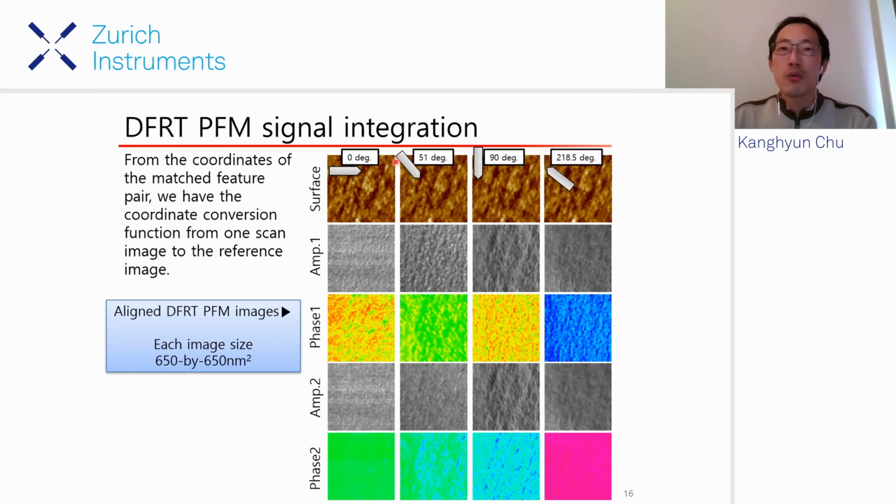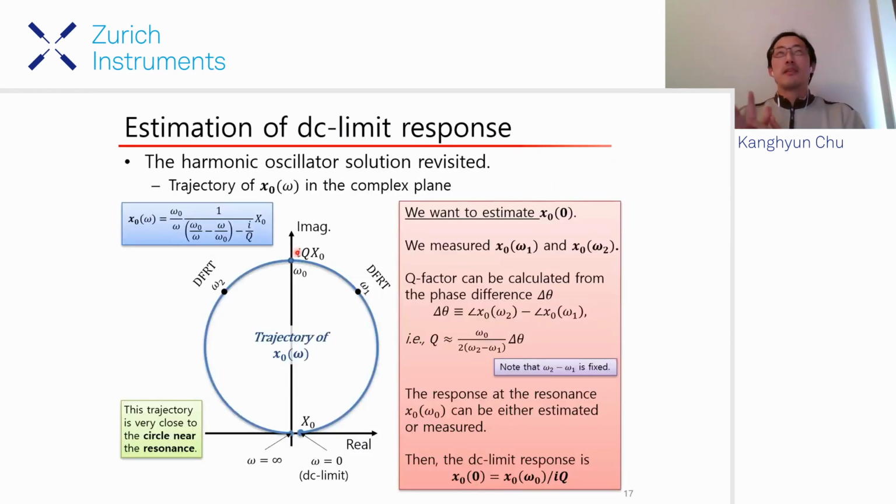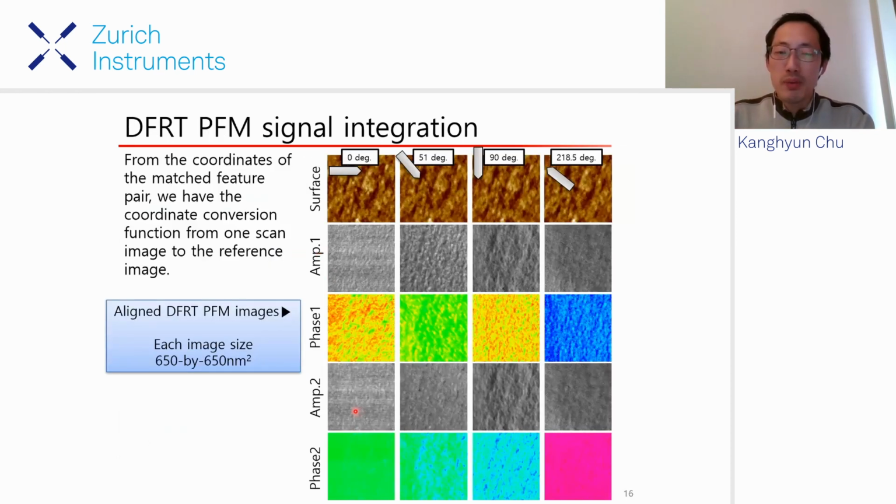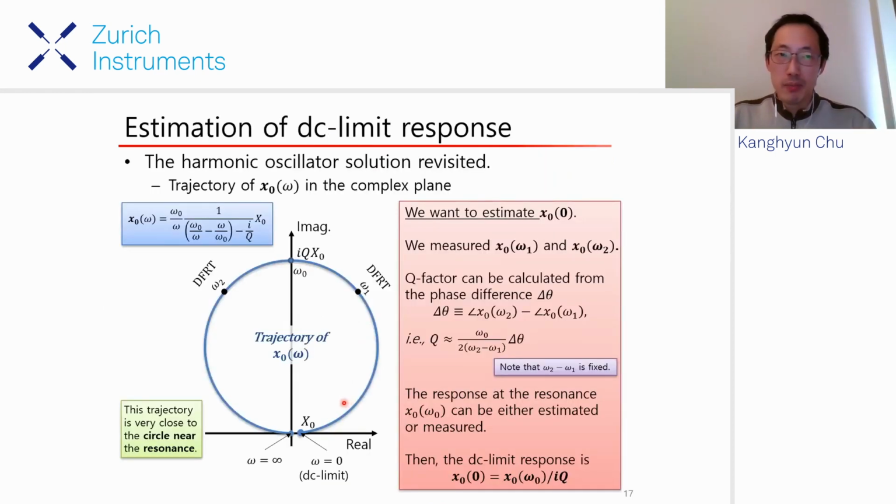And using these coordinates, we can find the corresponding maps of amplitude and phase. Here, each image is 650 nanometers by 650 nanometers, so it's quite a small area. And to analyze the low frequency limit, what we want to do is convert these amplitude and phase images at or near the resonance to the DC limit response.